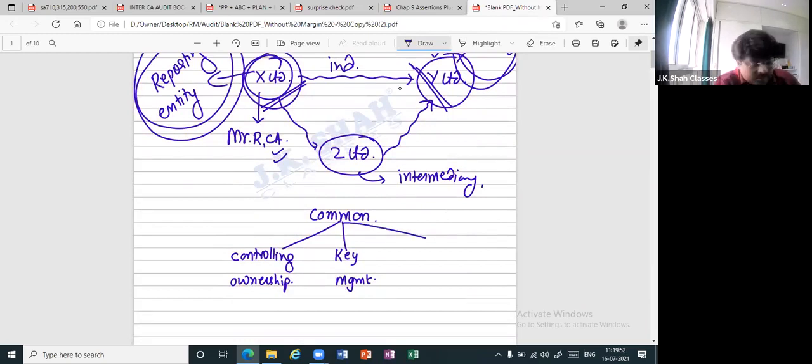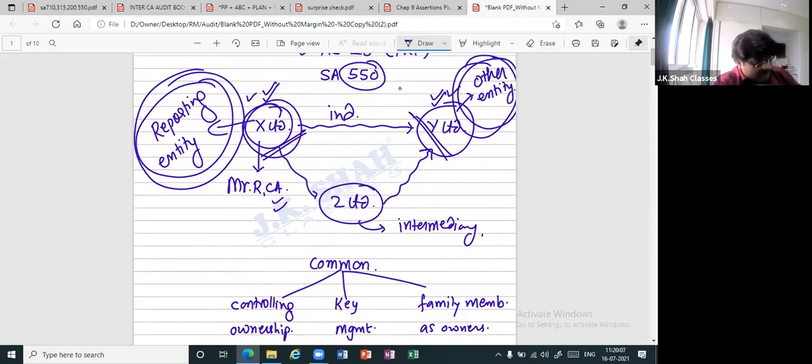And lastly, two companies can be related to each other if what they have in common are family members as owners. Now, what do you mean by family members as owners? See, initially it was different. Initially, I was the owner here, I was the owner here. So that was controlling ownership. Family members as owners are what?